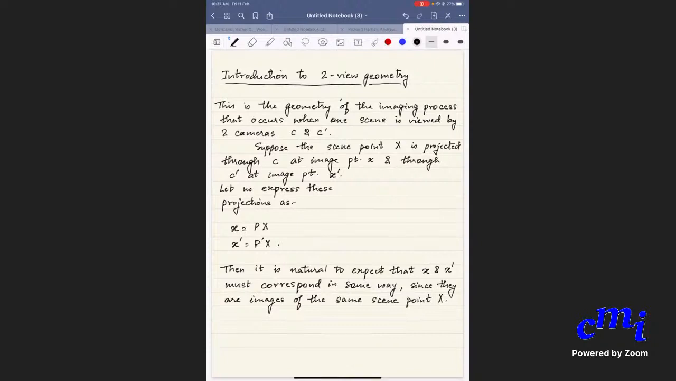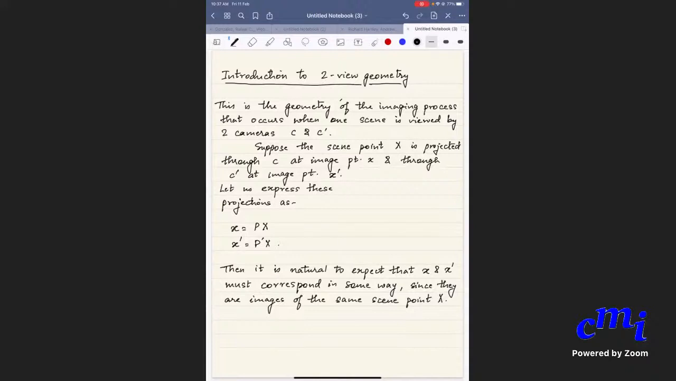So we are talking about two-view geometry. As I described briefly in the previous lecture, what this means is we are looking at two views of a scene. The two views are obviously taken with two cameras. So that is the situation.